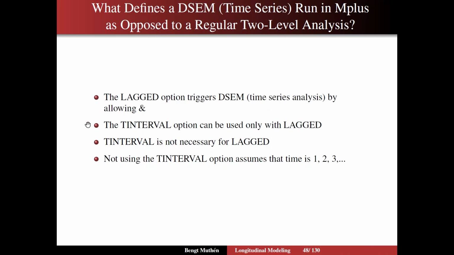We talked about the T-interval option earlier on, and that can only be used if you have specified the lagged option in the variable command. Now T-interval is not necessary for lagged, but not using it would assume that time is simply 1, 2, 3, which is maybe not what you want for your data.